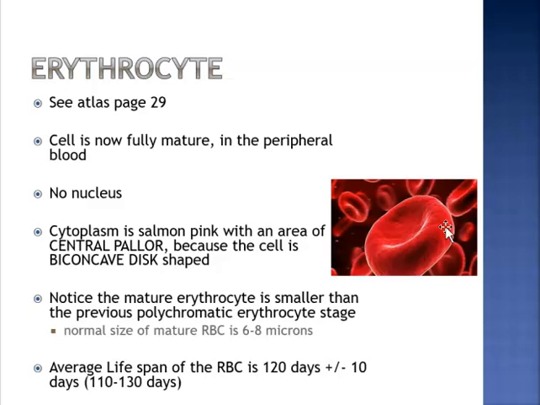Okay. Notice that the mature erythrocyte is smaller than the previous polychromatic erythrocyte stage. The normal size of a mature red blood cell is only about 6 to 8 microns. And the average lifespan of your red blood cells is about 120 days plus or minus 10 days. So that averages out to about 110 to 130 days.